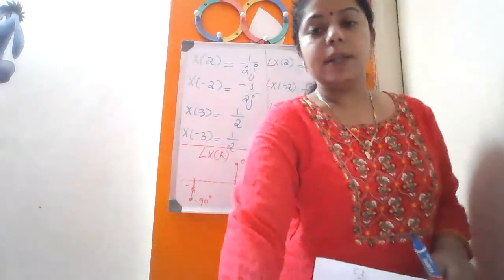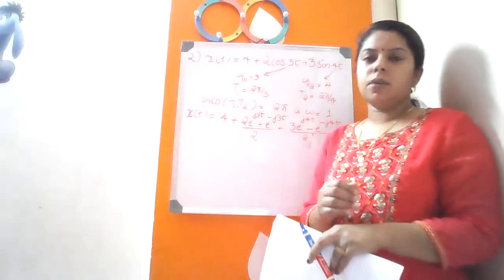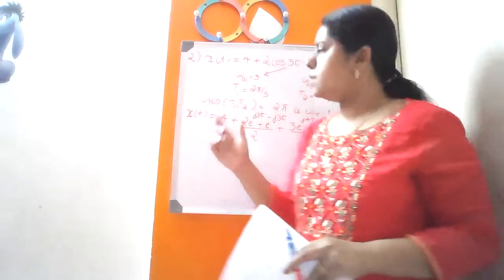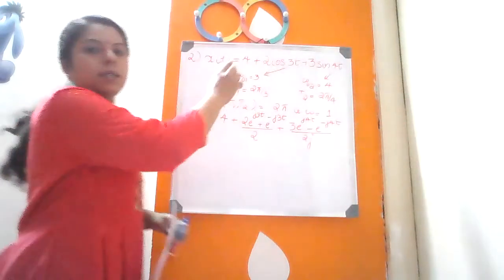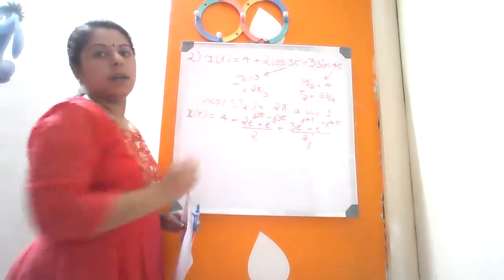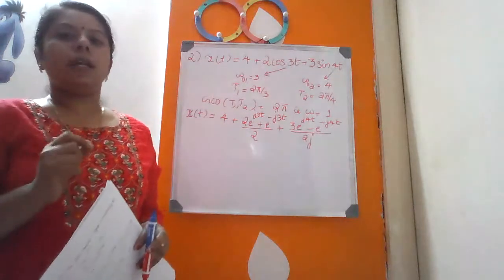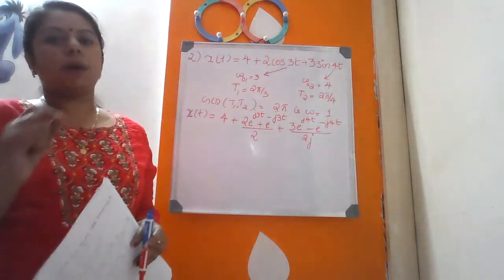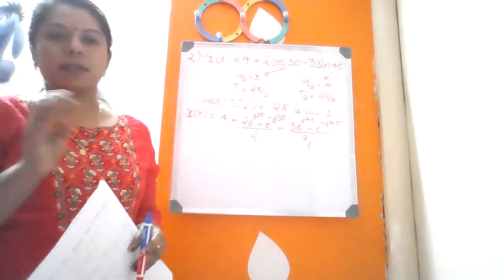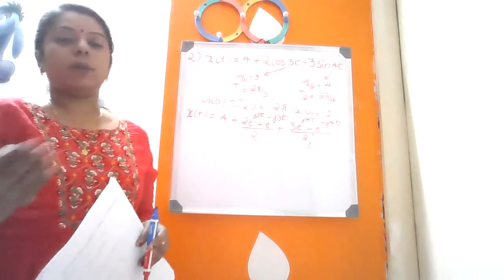Let us go to the second problem. In the second problem, you can see what I wrote: x of t is equal to 4 plus 2 cos 3t plus 3 sin 4t. Okay, this is the given question. That 4 is a DC part, so you don't need to think about what the angular frequency and the period are.